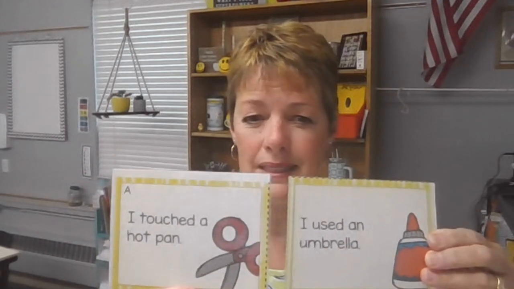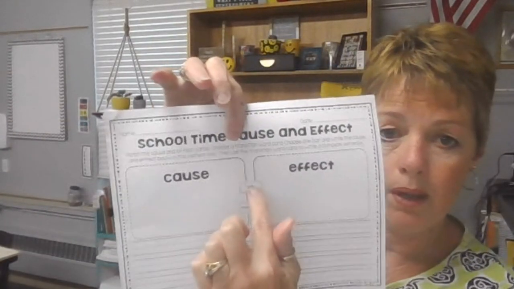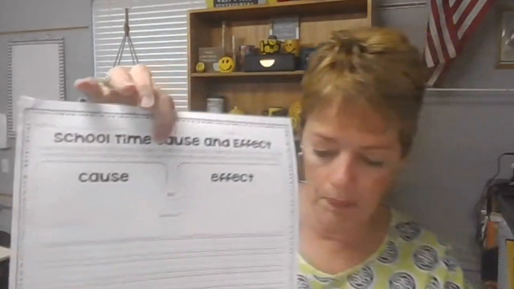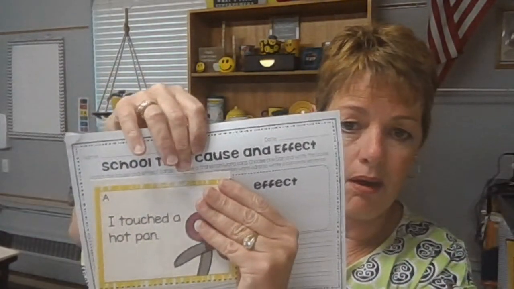So I need an umbrella. Does that make sense? So the ones that don't have letters on them have the glue bottles on them. So you're putting scissors with glue bottles is what you're going to be doing. And you can use this joining word, either so or therefore. And you see those two words on your paper right here. So or therefore. So you would put that letter A over here. I touched a hot pan.